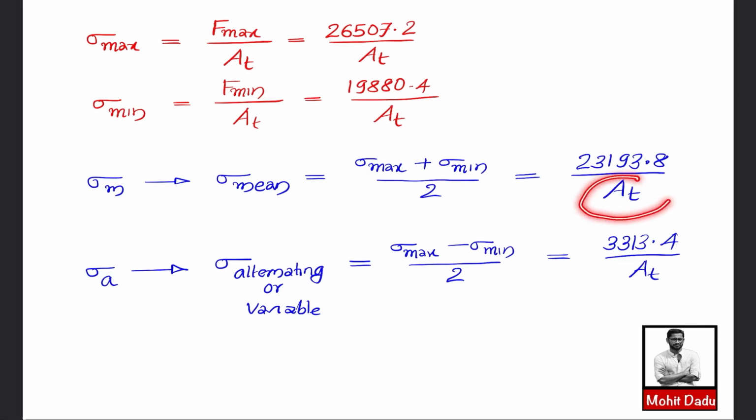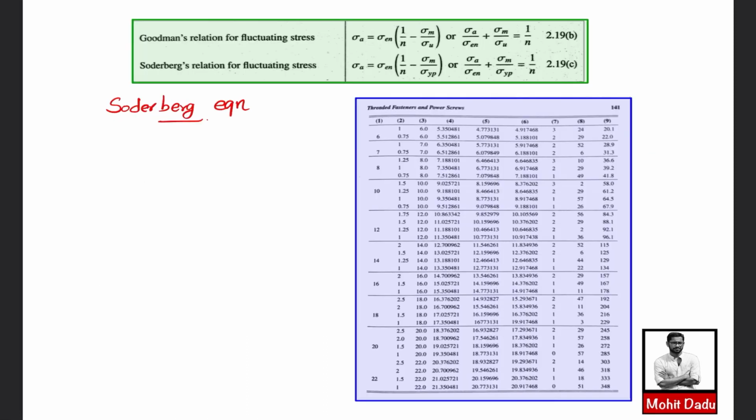And here At is the variable, so you can solve for this At, and finally you can select the suitable bolt from this ISO metric threads table. So we'll be seeing that. First we'll be solving by the Soderberg equation. Here you can see the Soderberg equation from 2.19c, and I will be taking this part: sigma A by sigma endurance plus sigma mean divided by sigma yield equal to 1 by n.